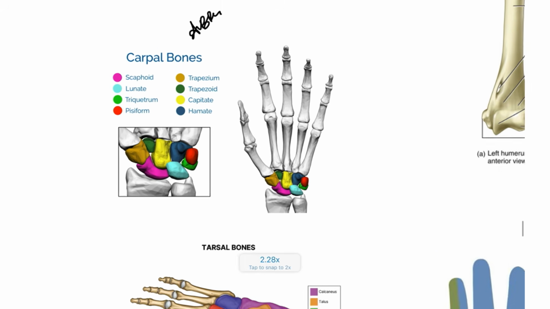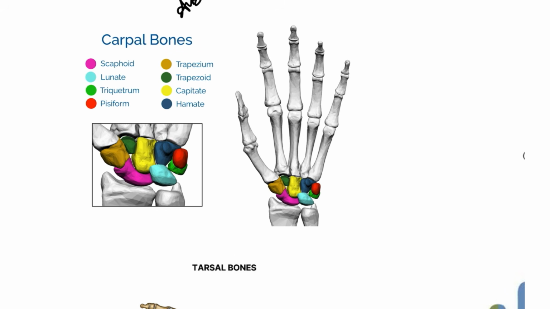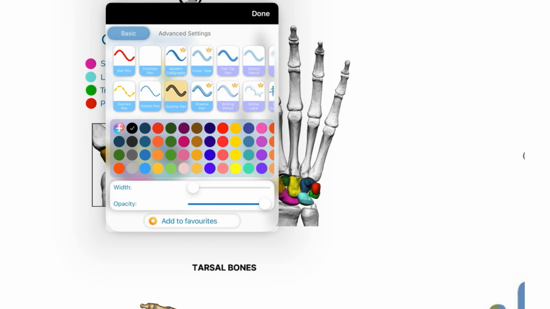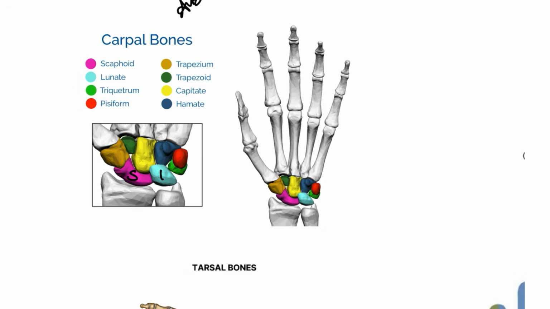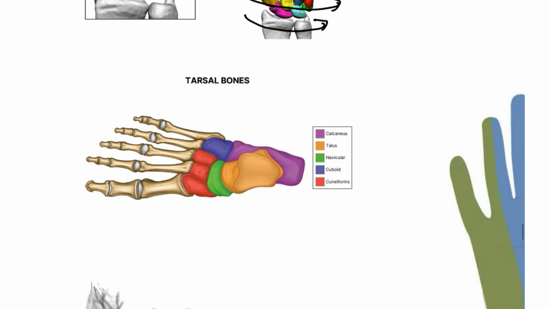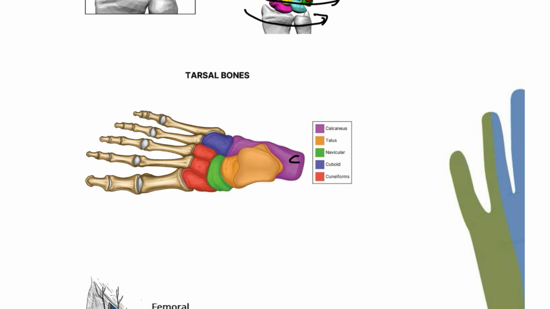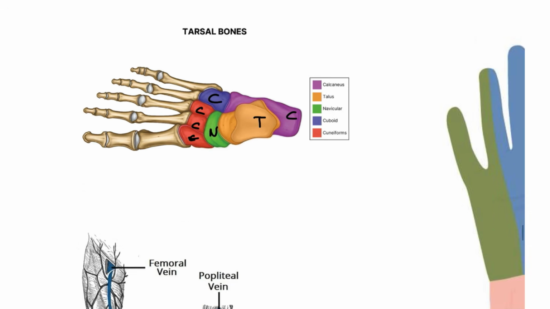Next, carpal bones. How can you remember the carpal bones, guys? Just remember the mnemonic: She looks too pretty, try to catch her. This is the mnemonic that you can remember. This is how the carpal bones will be seen. Next, coming to the tarsal bones: calcaneus, talus, navicular, cuboid, cuneiforms. You can remember this one also.